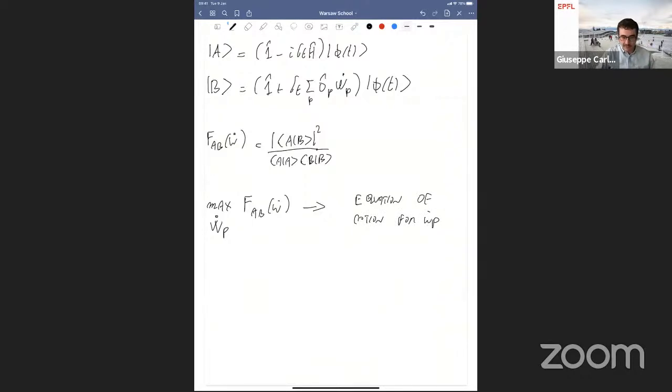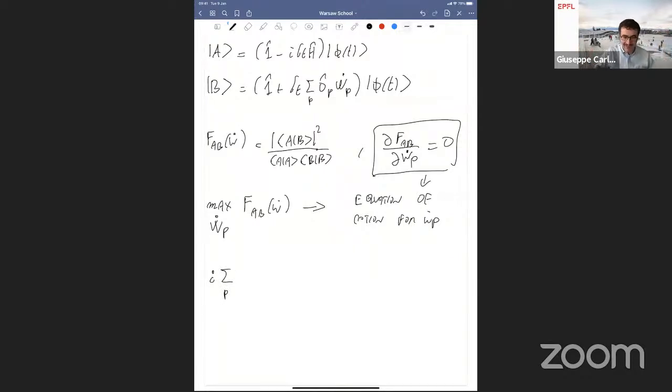Okay. So essentially what you do is that you take the gradients of F_AB with respect to W dot_p, you set them to 0, and this will give you an equation of motion for the variational parameters. So in other words, it will give you an equation that these W dots have to satisfy in order to maximize the fidelity at each step in time. Okay, so I hope this is clear. And in practice, the equation of motion that you get, let me write that for you. It's a quadratic problem originally.